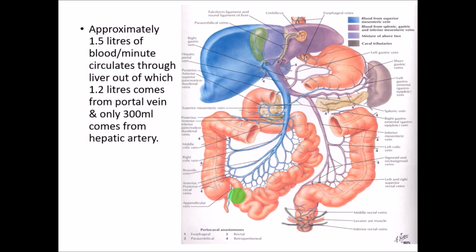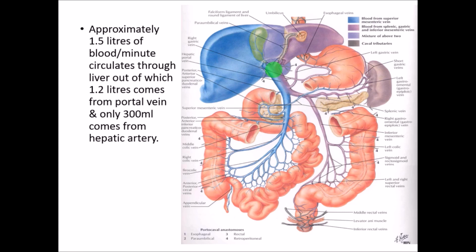Approximately 1.5 liters of blood per minute will circulate through the liver, out of which 1.2 liters comes from the portal vein. So the liver is supplied by both the portal vein as well as the hepatic artery. Usually the blood supply will be from the artery, but the peculiar feature of the liver is it is supplied by the hepatic artery as well as the portal vein.